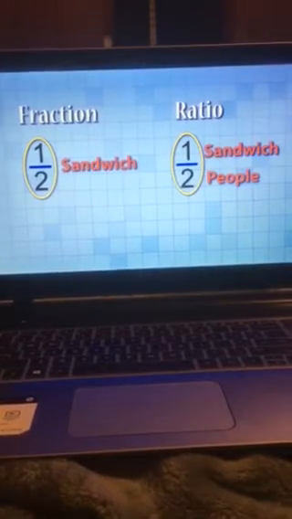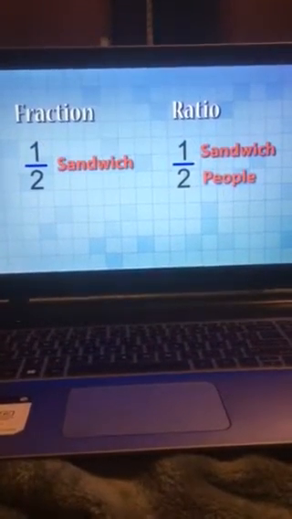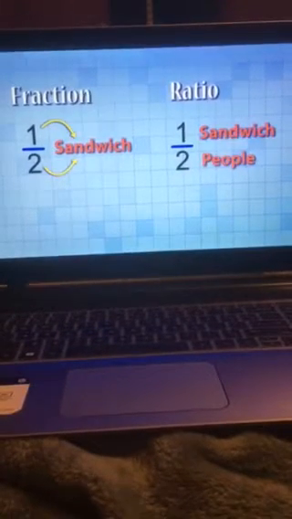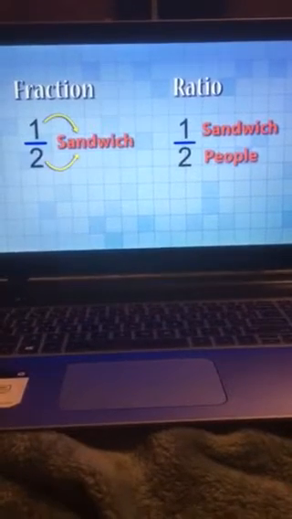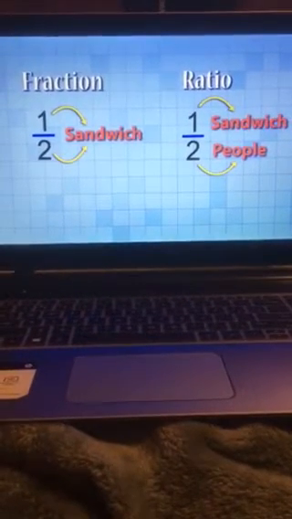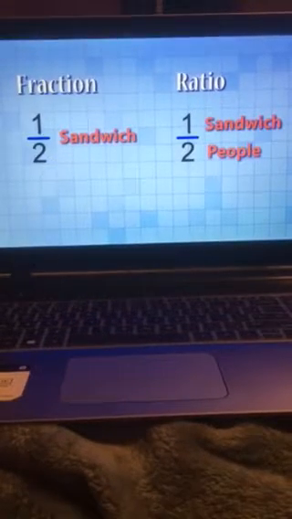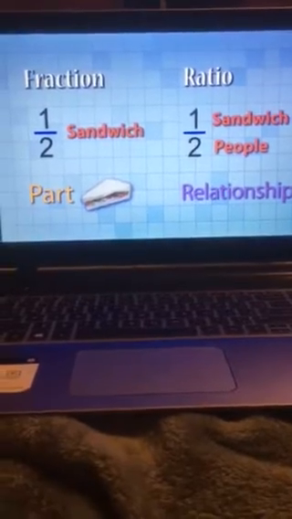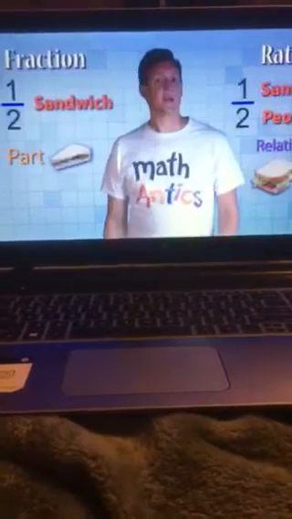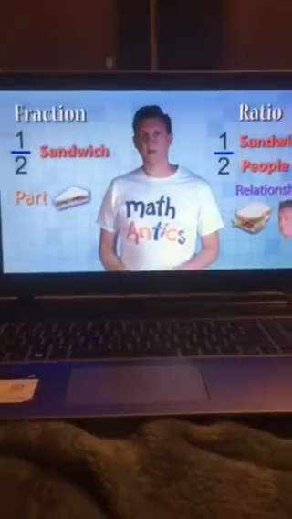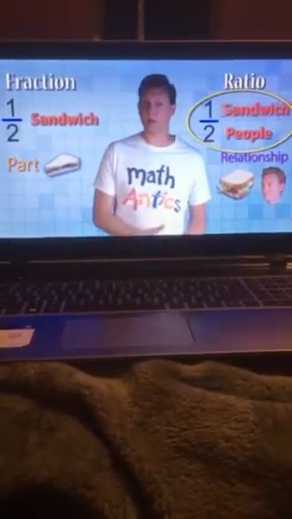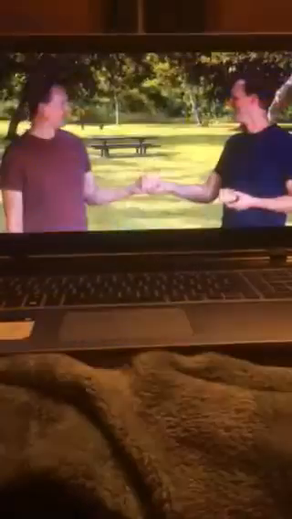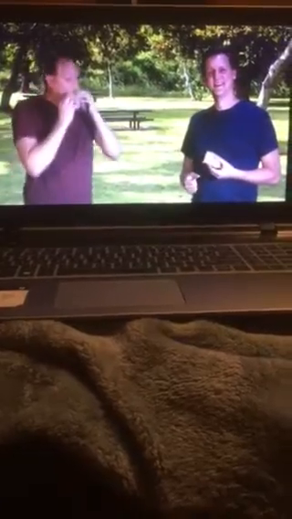The math part of each of them is the same. But with the fraction, both the top and bottom numbers are referring to the same thing, the sandwich. However, with the ratio, the top and bottom numbers are referring to different things, sandwiches and people. The fraction shows a part of something, but the ratio shows a relationship or a comparison between two different things. And you can see that they're the same thing mathematically, because if you did have the ratio of one sandwich for every 2 people on a picnic, guess how much of a sandwich each person would get? Yep, half a sandwich.